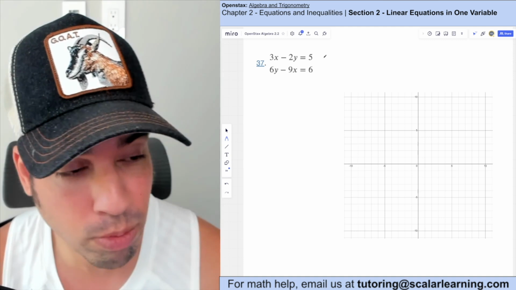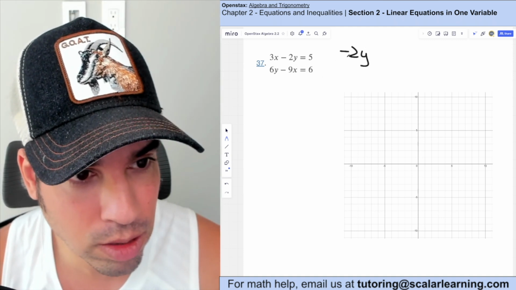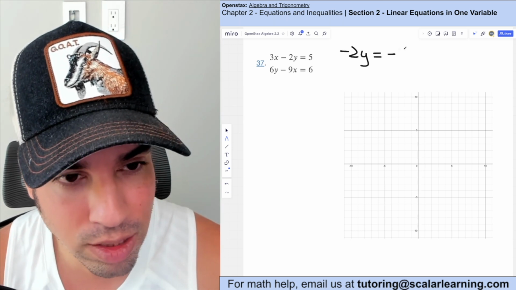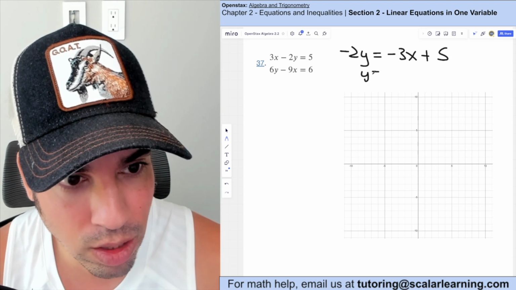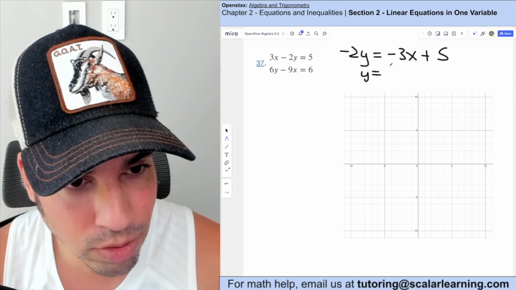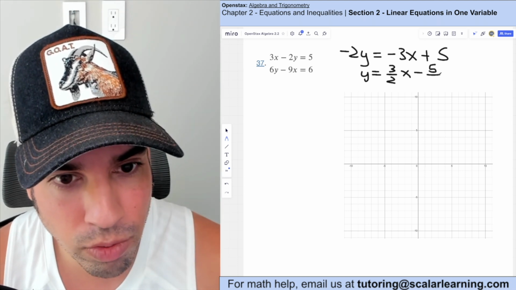So I'm going to put them both into slope-intercept form and then graph them. So check this out. For the top one, I'm going to subtract 3x from both sides first, so that's a -3x plus 5. I'm going to divide by -2, and I get y equals -3 over -2 becomes positive 3/2 x minus 5 over 2.